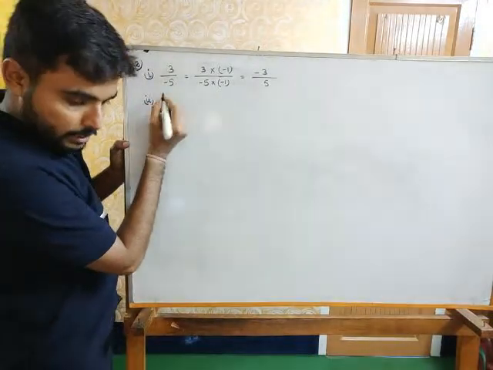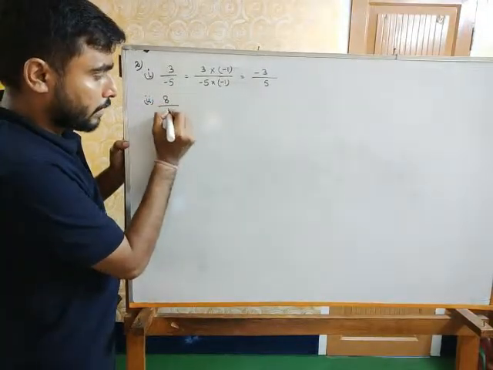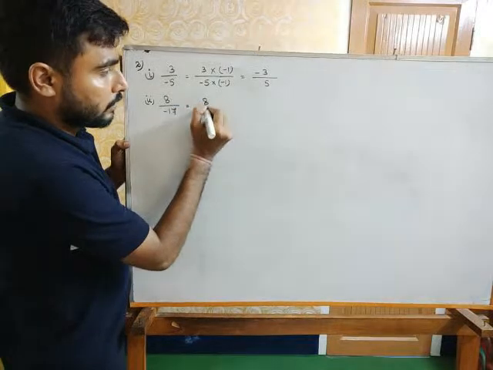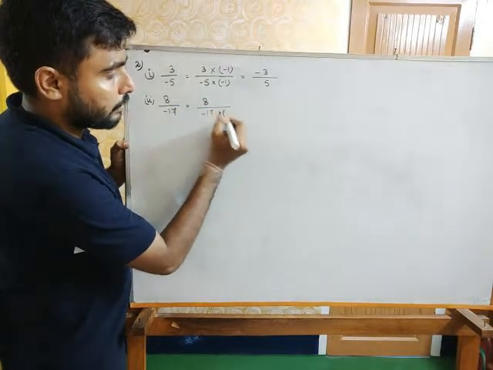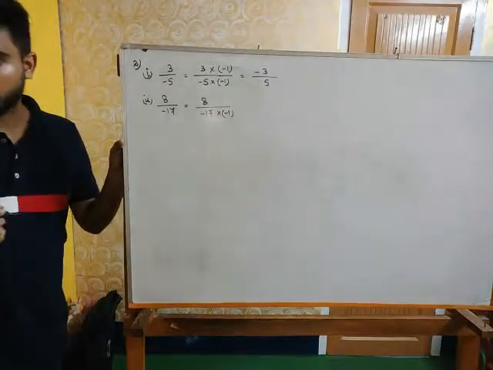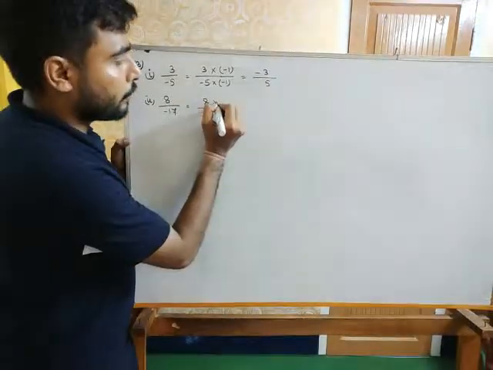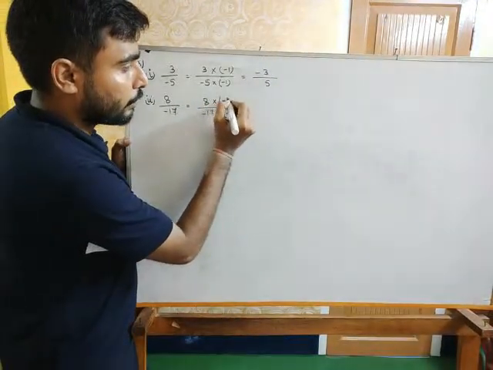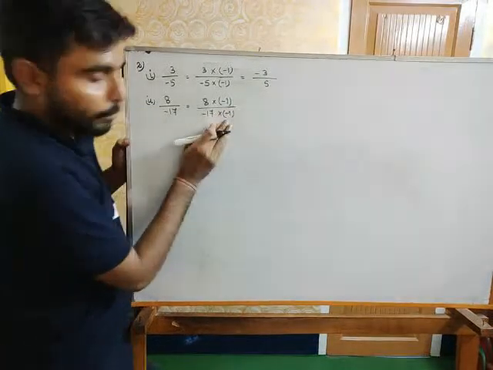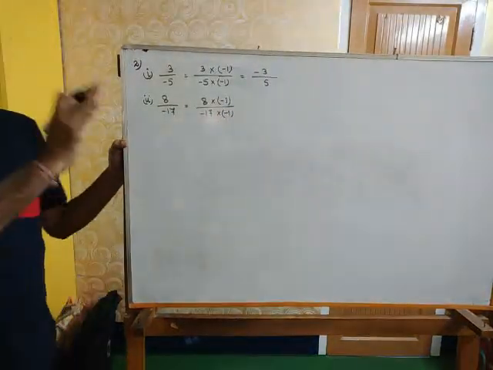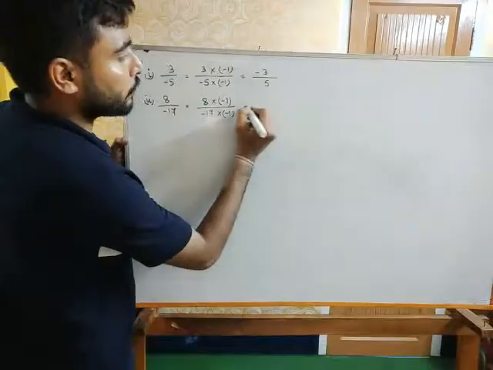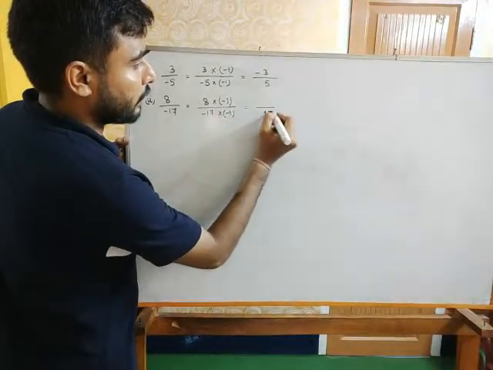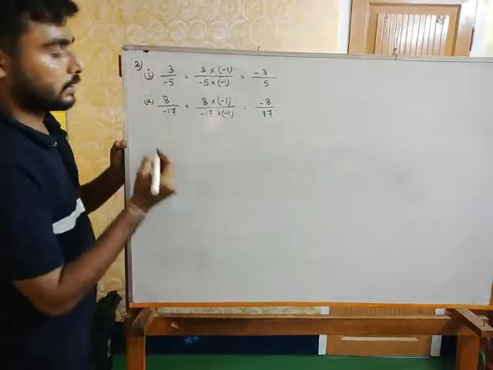Okay. So same for number 2, 8 by minus 17. So we multiply minus 1 with the denominator, then the denominator becomes positive, and since we have multiplied minus 1 with the denominator, we have to multiply minus 1 with the numerator also. So it will be minus 8 by 17.